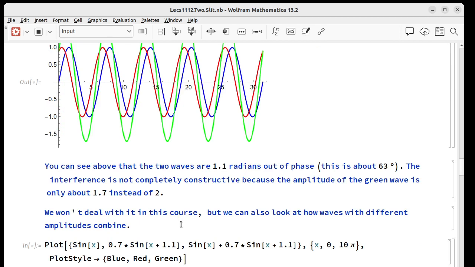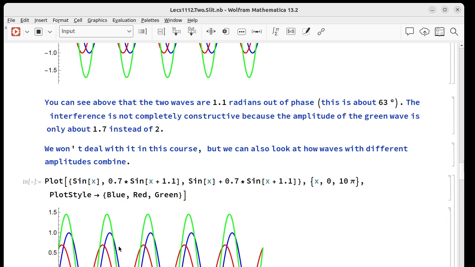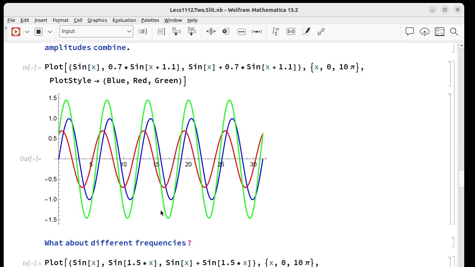You could look at how waves with different amplitudes combine. We're not going to do it in this course, but the neat thing is, all you're doing is, again, adding. What's the red at a particular time? What's the red value? What's the blue value at that same time? Add them up and you get the green value at that time. So it's the simplest possible way we could combine these two things.